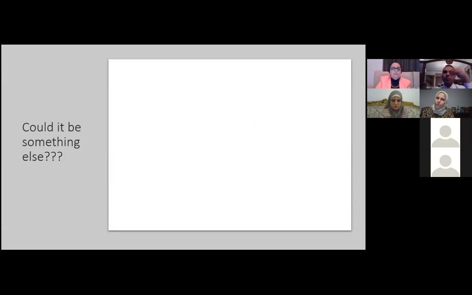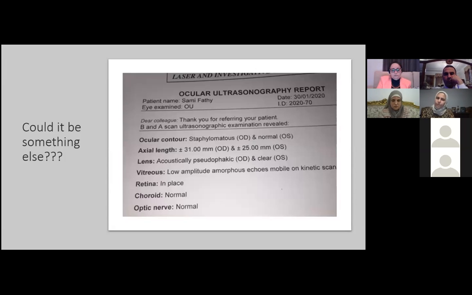I couldn't have his actual refraction. So I decided to perform an ultrasound to check for the axial length. I found that the axial length in the right eye was 31 compared to 25 in the left eye. So I thought again, could it be heavy eye syndrome, with this marked limitation of abduction and esotropia?